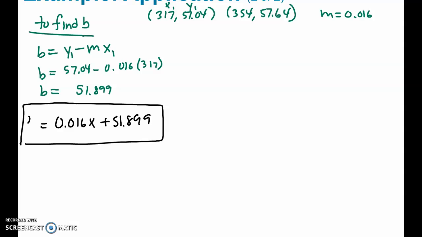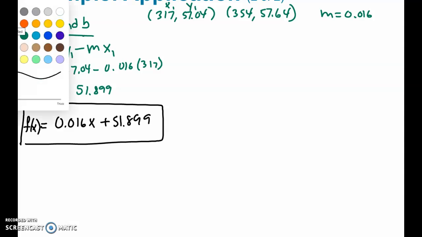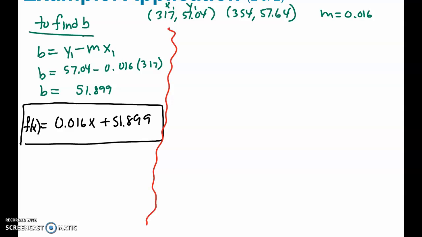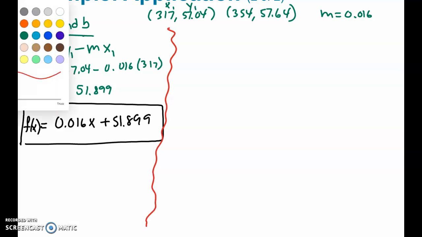And I'm just going to use what they told me. It was a function, and they used this f of x. So this was my answer using the slope-intercept form. Now, I can do this same problem, and I can use the point-slope form.